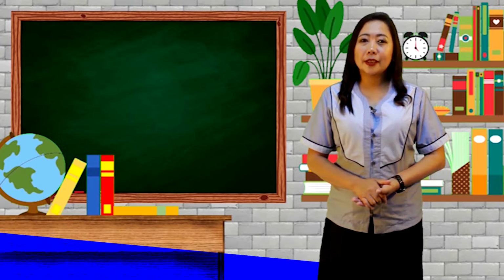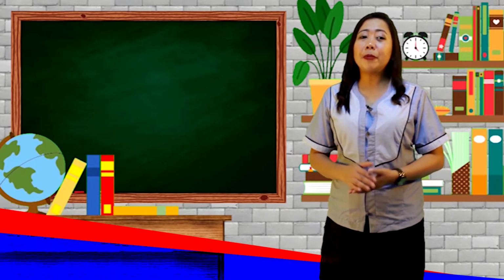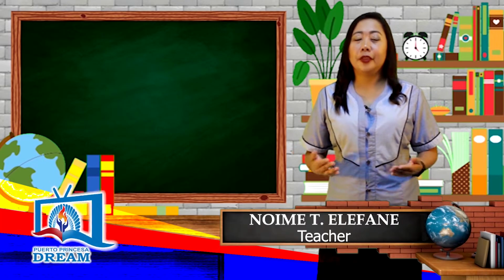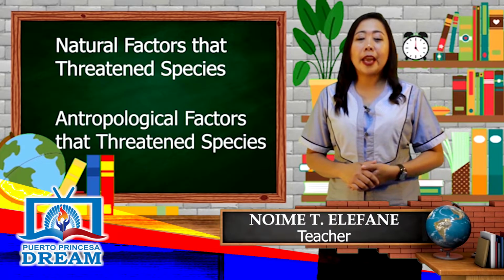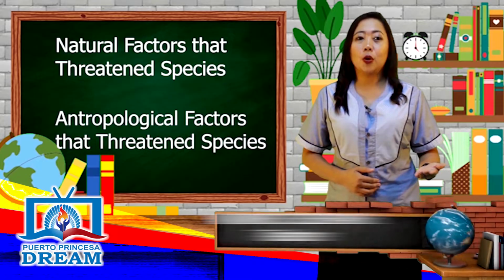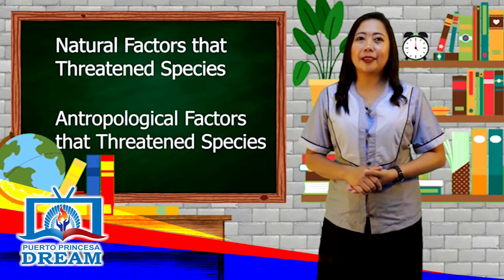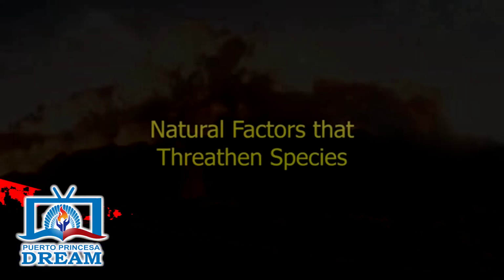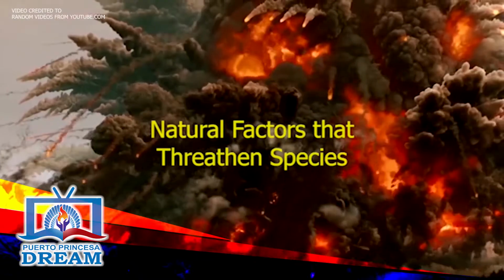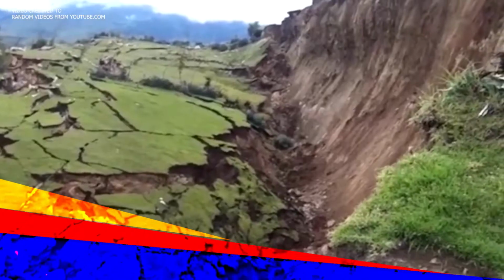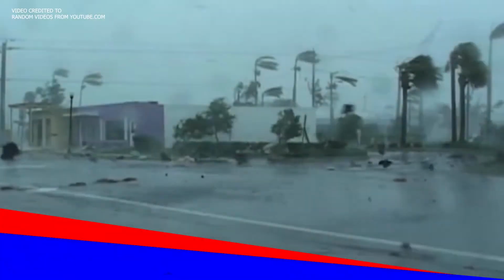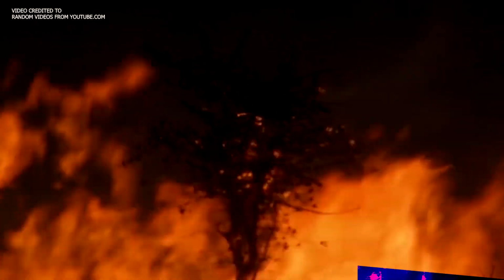The factors that affect extinction can be attributed to two: the natural factors, which may cause natural phenomena, and the anthropological factors, which are attributed to human activities. Natural factors that threaten species. Natural phenomena occurring on the planet can have a major impact on life. They can easily damage the ecosystem.